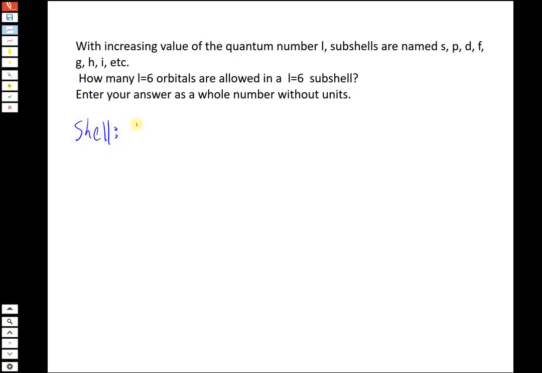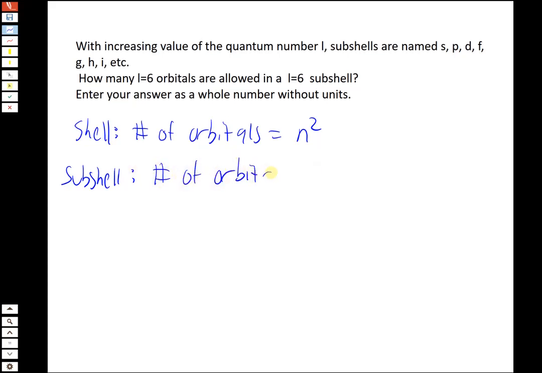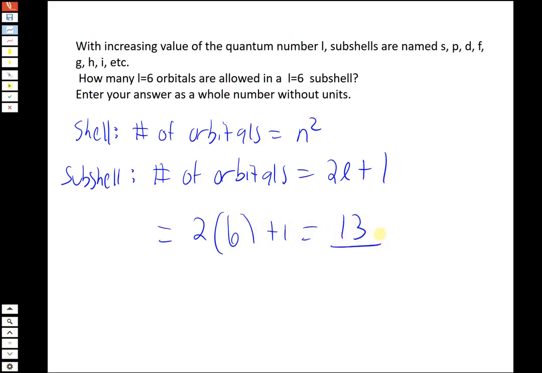In a shell, which is given by an n value, the number of orbitals is n squared. In a subshell, which is given by an n and L value together, the number of orbitals is determined only by L. So in an L equals 6 subshell, no matter what the value of n is, the number of orbitals is just going to be given as 2L plus 1. So in this case, that's the relationship we're going to use. So we have L equals 6, and so there would be 13 orbitals in that subshell.